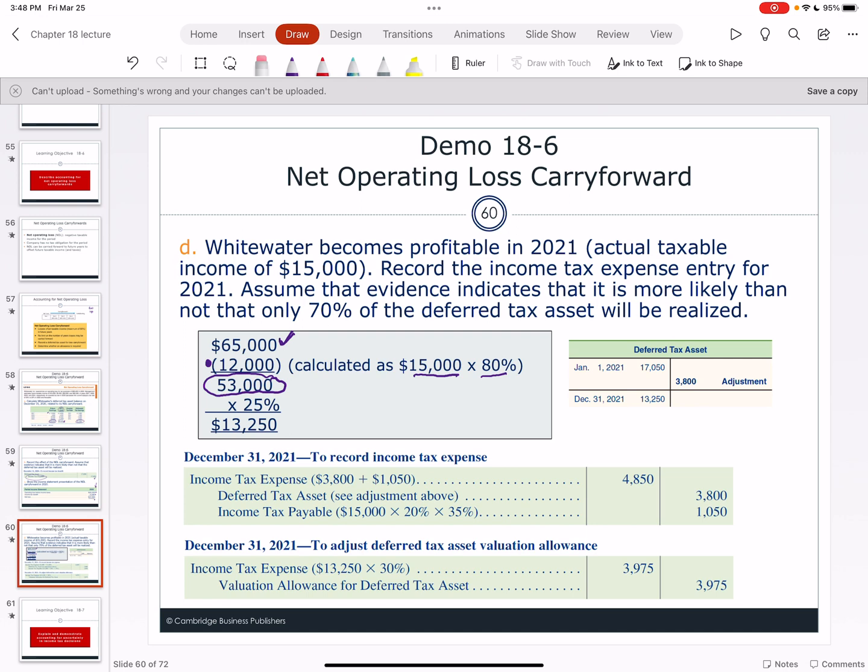But I multiply it times the tax rate. So the amount I think I have in the future times the tax rate. And I want the DTA balance to be $13,250. It was a balance of $17,050 from my previous. So I've got an adjustment of $3,800. Credit the DTA. On my income tax payable, I've got, let's see, how did they do this here? On the income tax payable, they took the $15,000 that we earned this year times the current year rate.